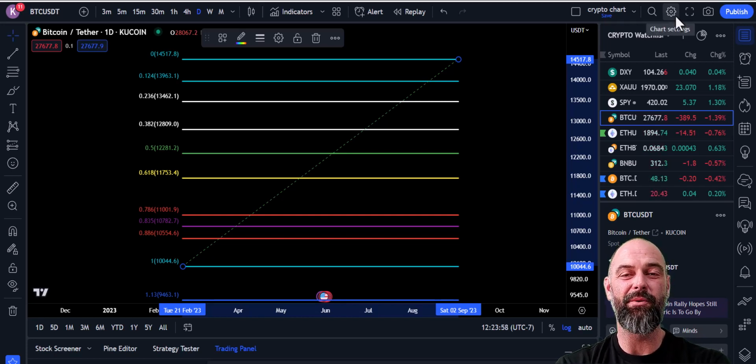All right, guys, in this video, we're going to be going over potentially the strongest tool to use within the charts, and it's called the Fibonacci retracement tool.